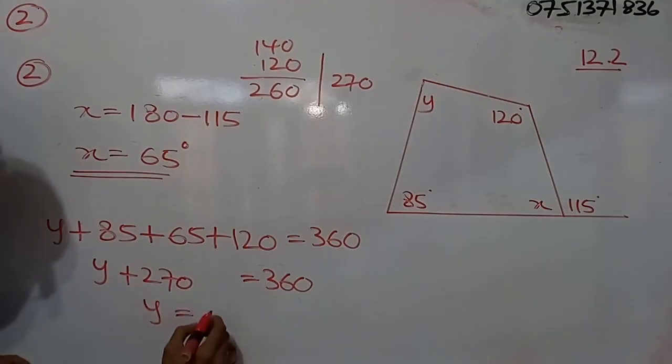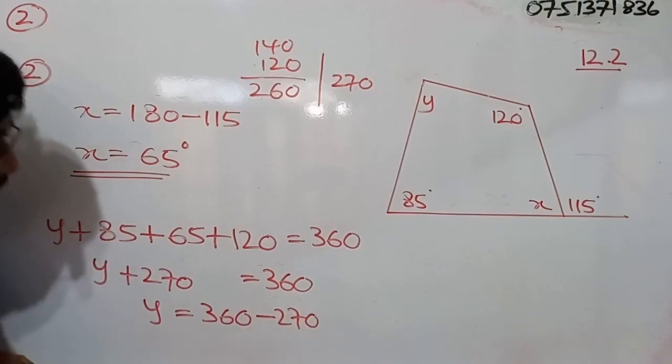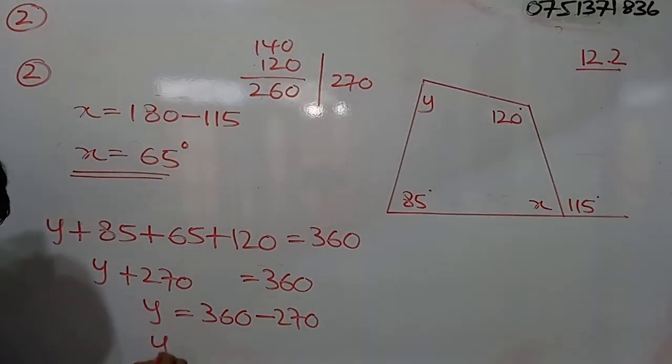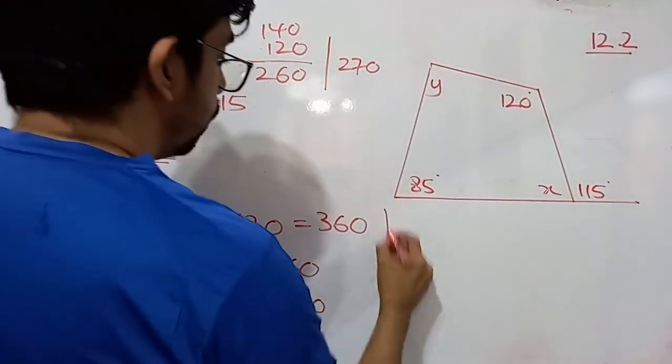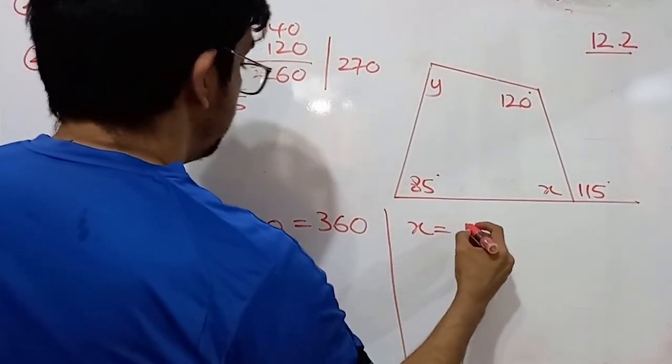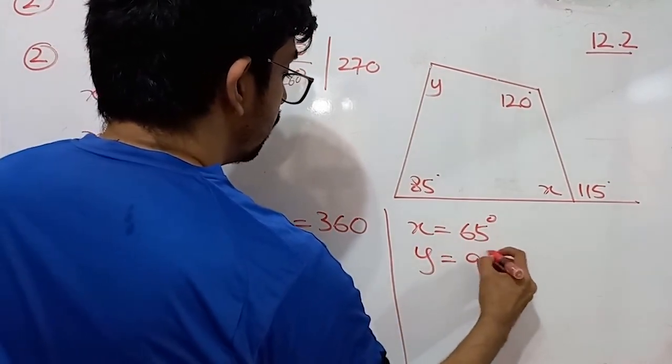So the value of Y is equal to what? 360 minus 270. So the value of Y is what? 90 degrees. Right. So in this question, X is 65 degrees, Y is 90 degrees.